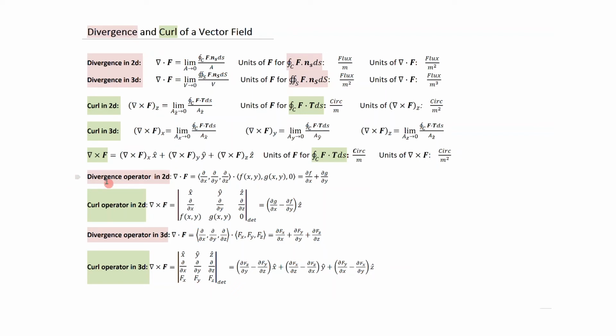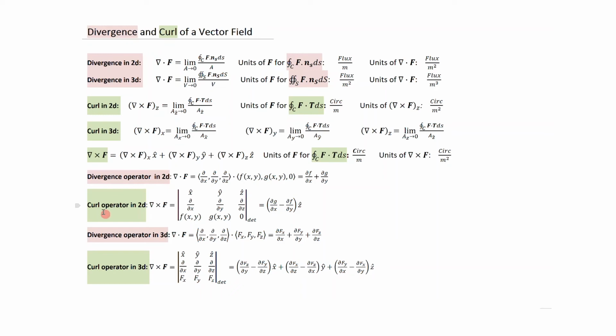If we look at the divergence operator in 2D, it means we take the gradient operation, dot product with the vector field. And so this partial operates on the first component, the second operates on the second component, and essentially they're added together. So this is the 2D version of the divergence of a field.